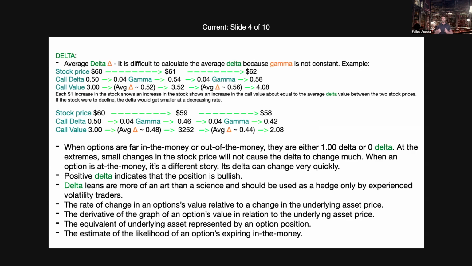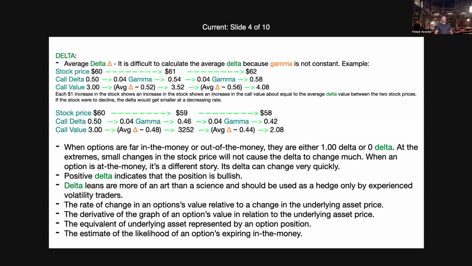Again, the stock price moves again by 1 point. So it changes by the average delta, which in this case is 0.56. So now that option's value, or that call's value, goes from 3.52 to 4.08. So now the value of that call is basically $408 per contract, right? So you kind of see how gamma and delta influence the price of the option, right?